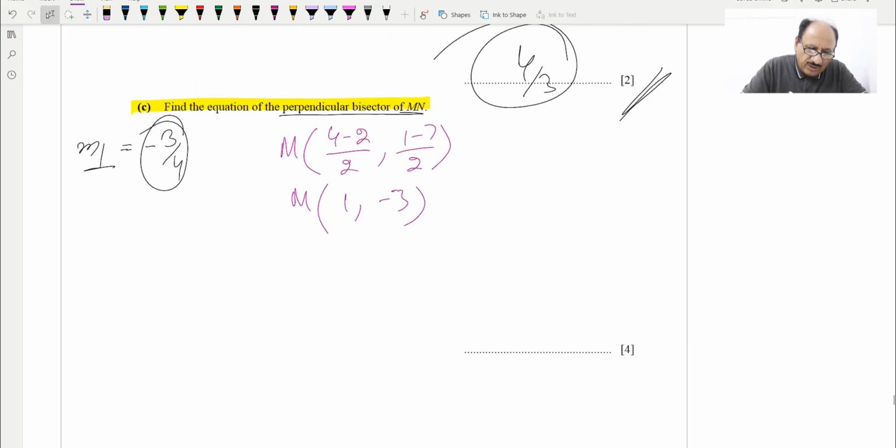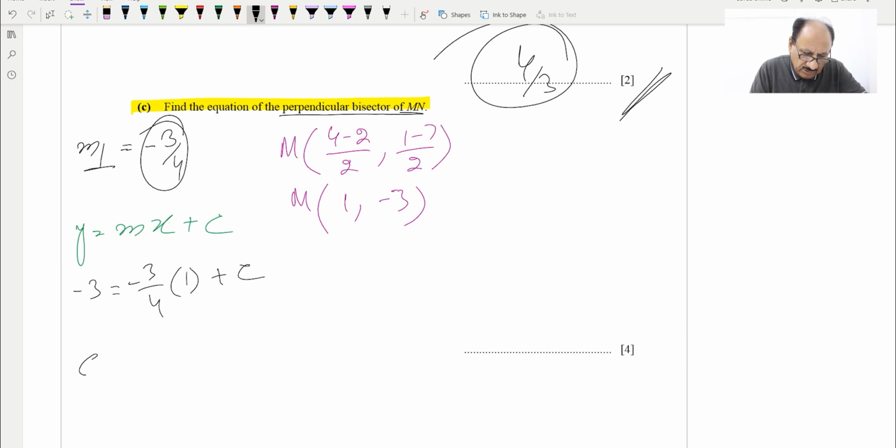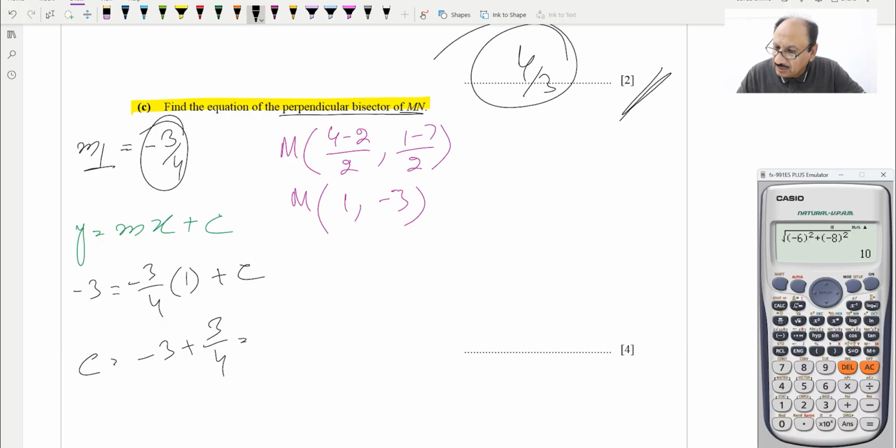Now we can find the equation, and the equation will be what? y is equal to mx plus c we will be using, and we can find the c value by using this point. So minus 3 is equal to minus 3 by 4 into 1 plus c. So c will be equal to minus 3 plus 3 by 4, and this one we can calculate.